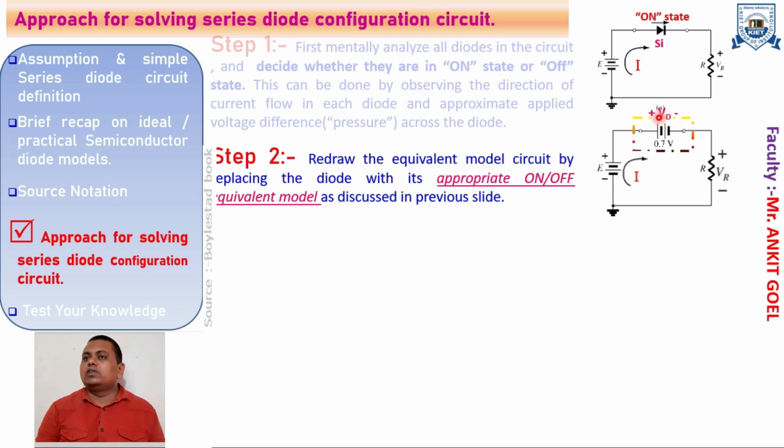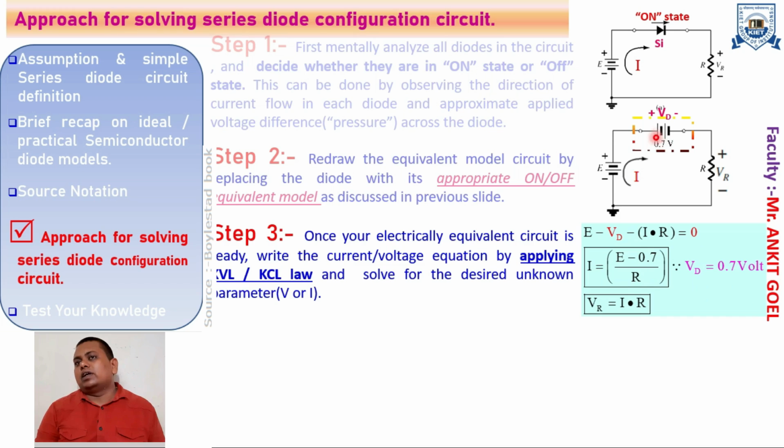So it is minus VD plus minus VD. In the on state, the diode is replaced by a 0.7 volt battery, with the positive terminal connected to the input voltage source and the negative terminal connected to the load resistance. Once we have the electrical equivalent circuit available, we can apply KVL in the loop, and you will get the equation of the current and voltage.